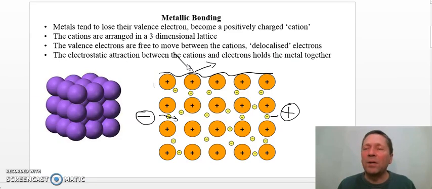Also, metals are malleable. I can hammer this metal down and I can move all these atoms around, and they can move up maybe over here somewhere, but that doesn't necessarily break the bonds. So the metal still holds together even though I change its shape. That's because of the way the cations in this 3D lattice are held together by the delocalized electrons.